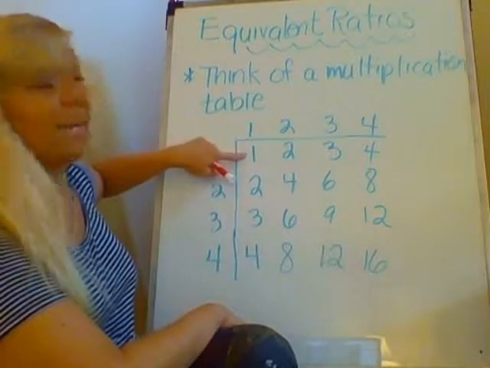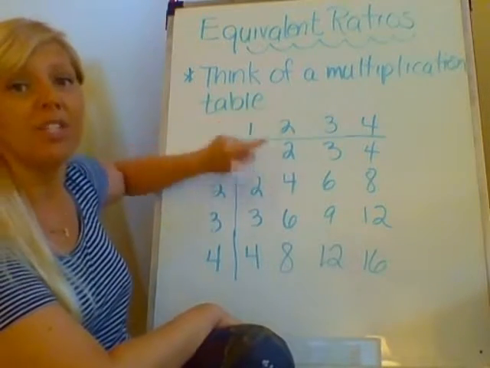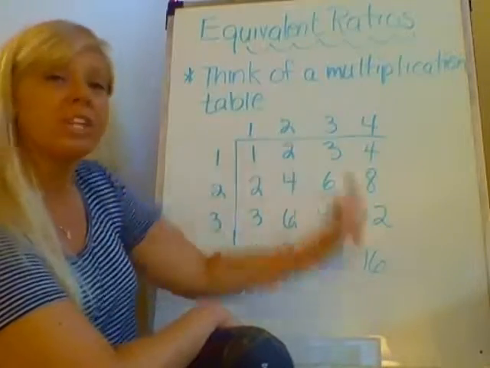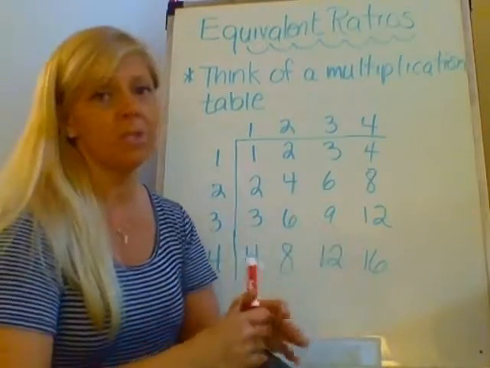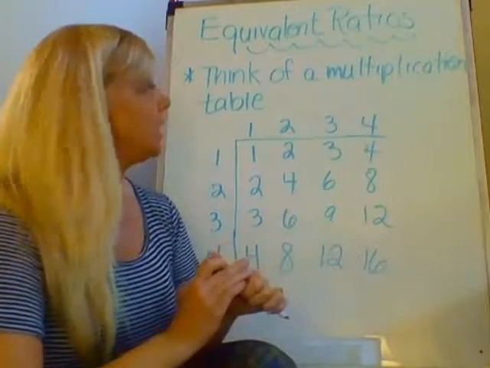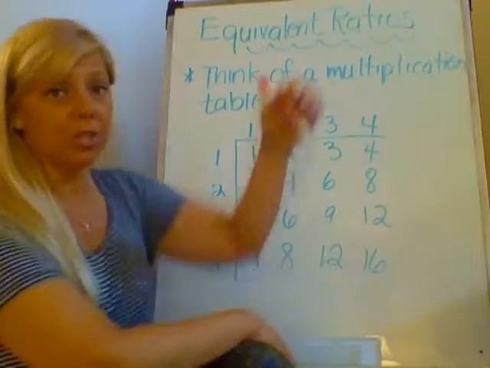If I do 1 times 1, I get 1. 1 times 2, I get 2. 2 times 2, I get 4. So here's just a little mini multiplication table. There are ratios on this multiplication table. So let's look at a ratio of 2 to 3.